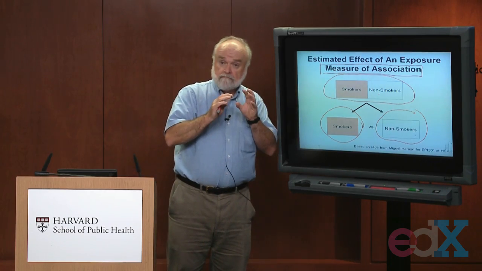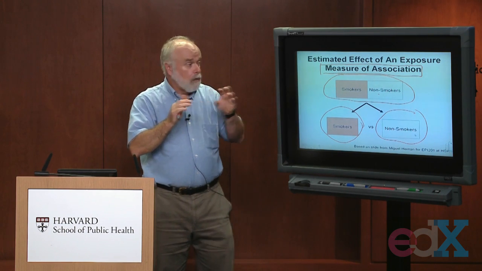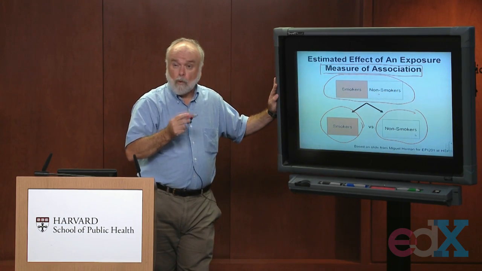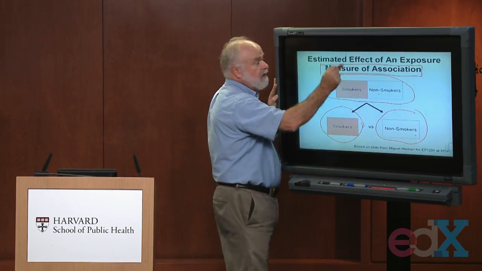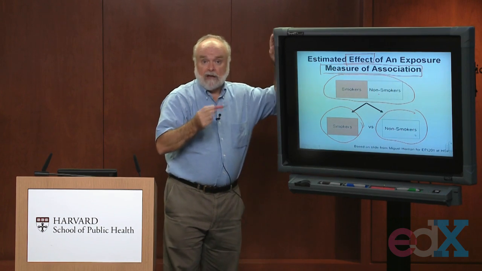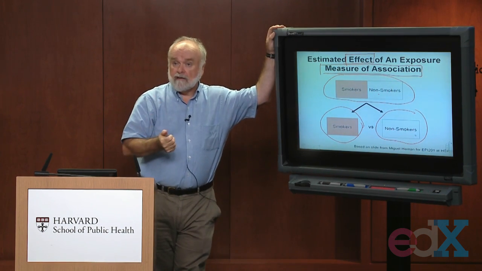But for today, the argument I wanted to make is that we can measure associations between risk factors and outcomes, but whether those measures of association really reflect the true causal effect of that risk factor on the outcome depends on whether our data is free of confounding and free of bias. And more to be said about that in the future.